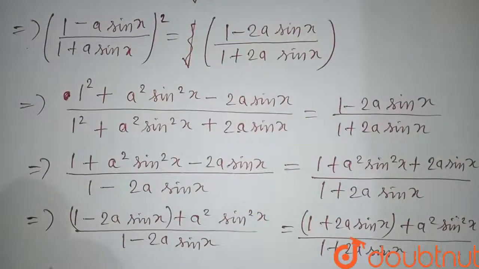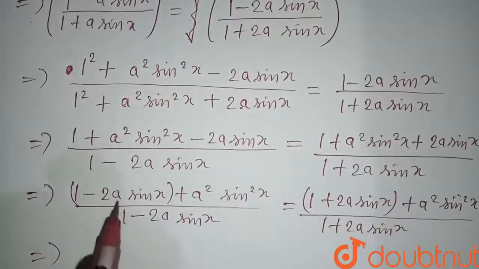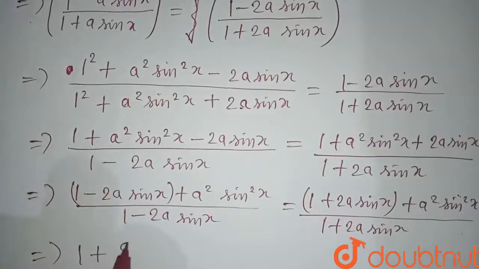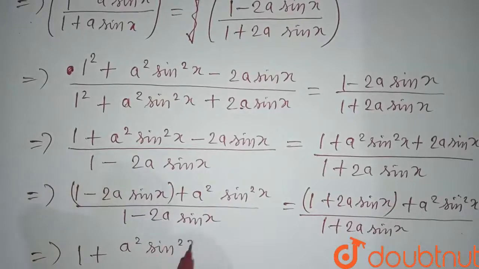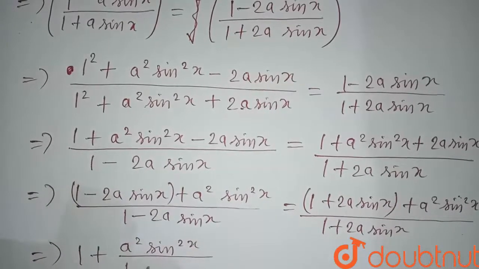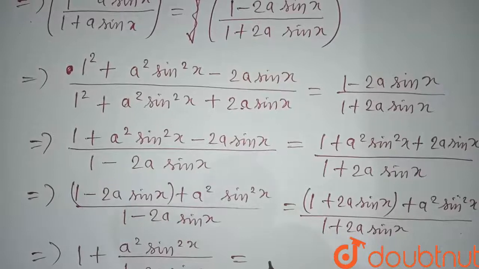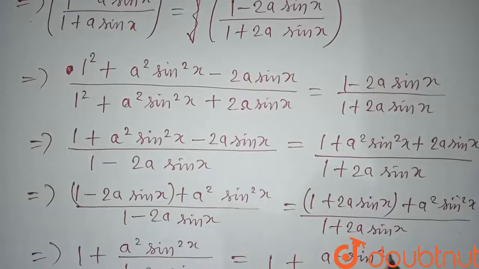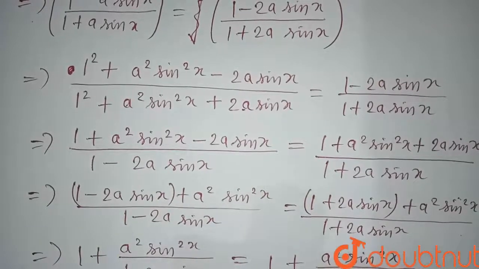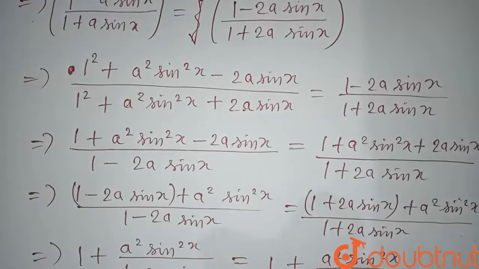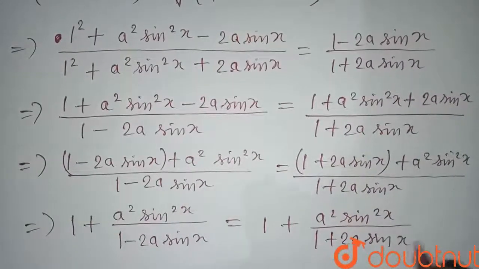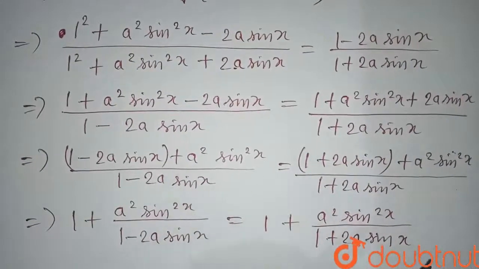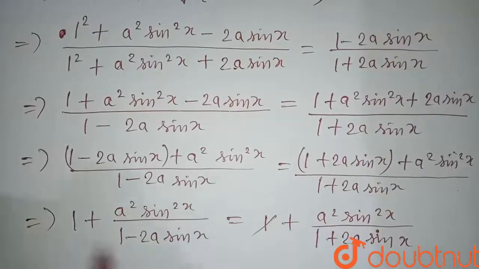Now here we can write this term as (1 + a² sin²x) divided by (1 − 2a sin x). When we take the LCM, this term is equal to (1 + a² sin²x) divided by (1 + 2a sin x).